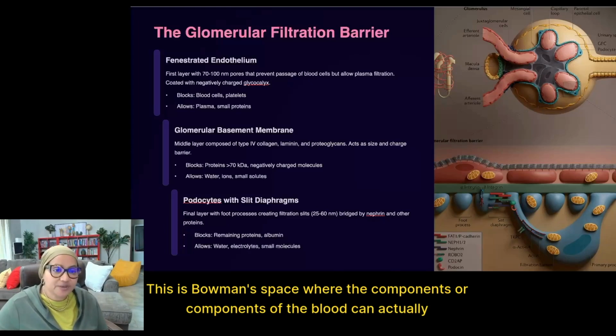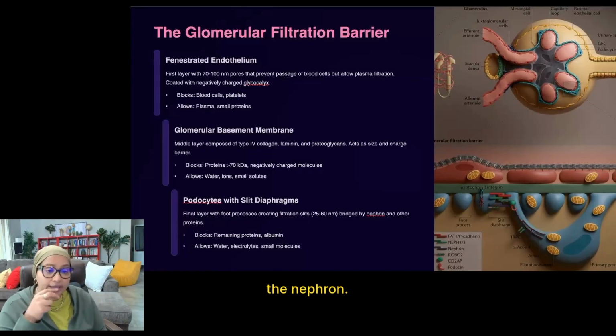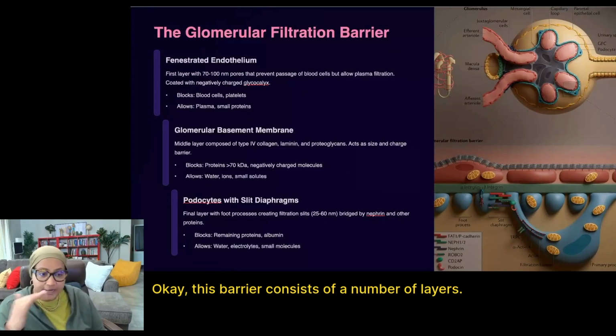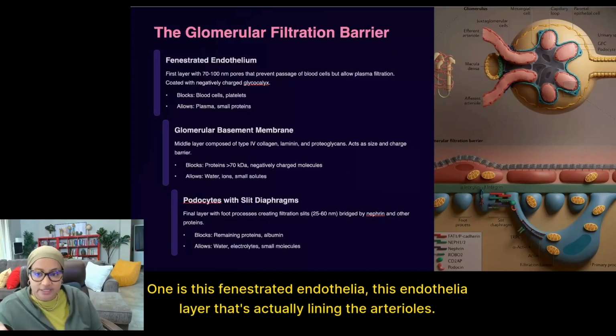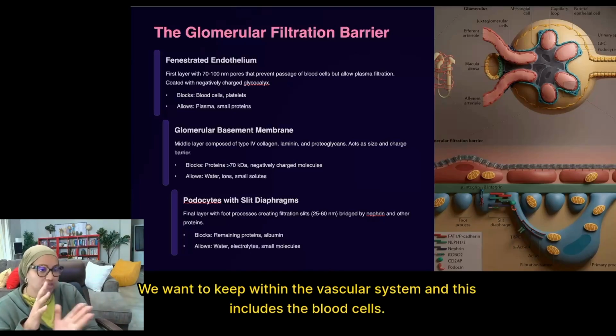This is Bowman's space, where the components of the blood can escape from the intravascular area into this space and become filtrate and go into the tubular system of the nephron. Okay, this barrier consists of a number of layers. One is this fenestrated endothelium, the endothelial layer that's lining the arterioles. This has the ability to hold back some of the blood components that we don't want to escape into the filtrate. We want to keep them within the vascular system.